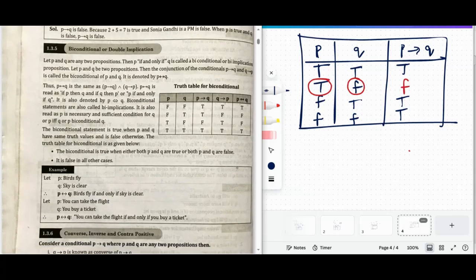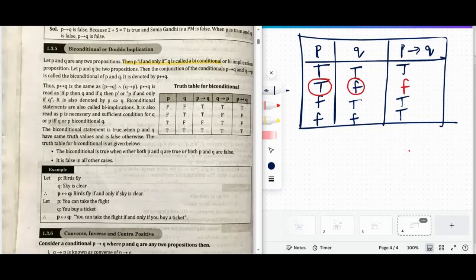Next is biconditional or double implication. What is biconditional? If P and Q are any propositions, then P if and only if Q is called biconditional. So if you use the words if and only if in the sentence, then it is called biconditional or double implication. So we are going to use if and only if for biconditional.